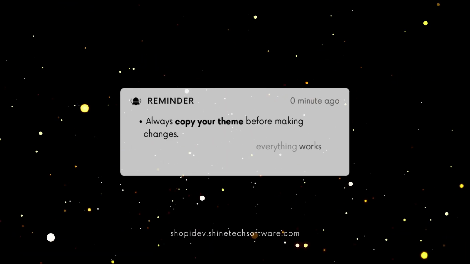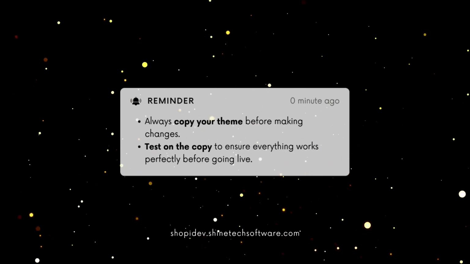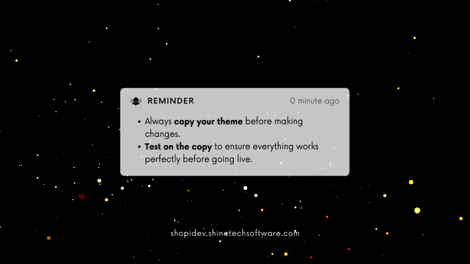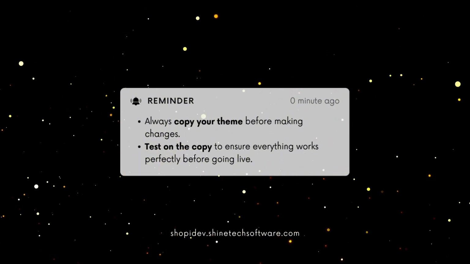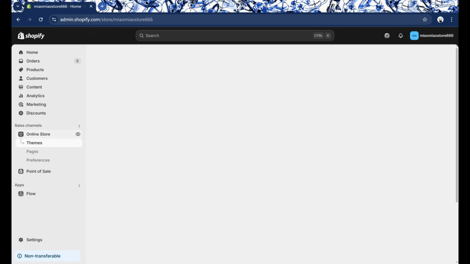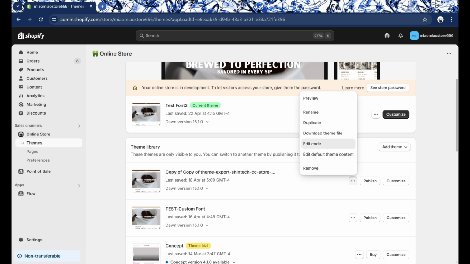Before changing the code, always remember to make a copy of your theme and apply the changes to the copy. That way, you can easily revert if anything goes wrong. First, head to your Shopify admin and go to Online Store, then Themes. Find your theme and open the code editor.